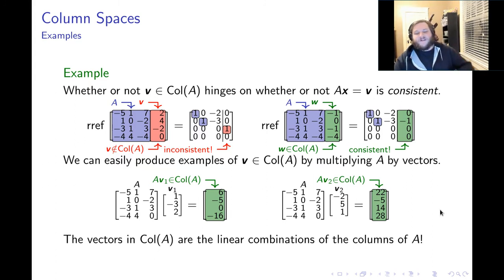So this gives us maybe a more concrete way of thinking about what the column space consists of. The vectors that live in the column space of a matrix are exactly those that can be expressed as linear combinations of the columns of A.